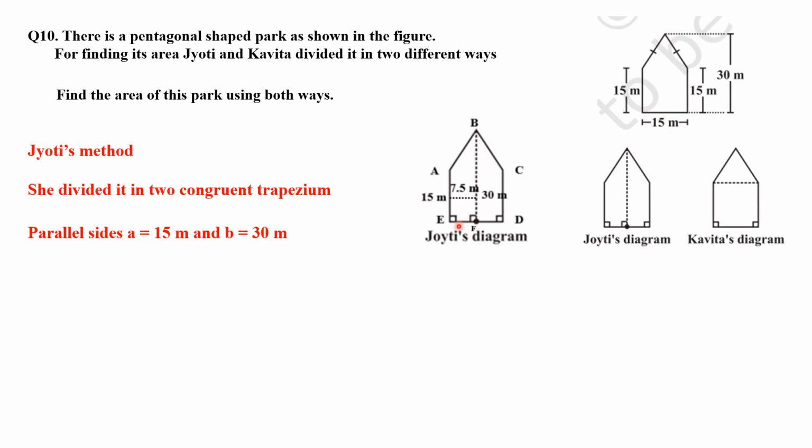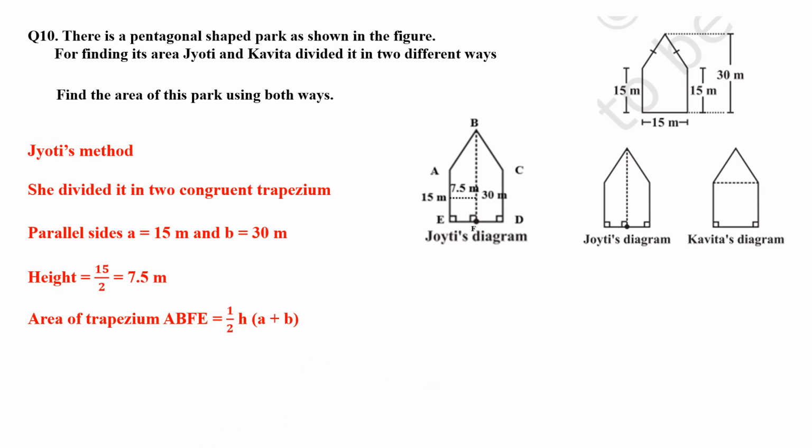And the height, now see this ED is 15 meter as she has divided exactly from the middle. So this ED will get divided in two equal parts. So the measure of EF, which is the height, is 7.5 meter. And why am I telling it is a height? Because it is a perpendicular. Can you see this is perpendicular, and perpendicular distance will give the height. So from here I can find the area of the trapezium, which is ABFE.